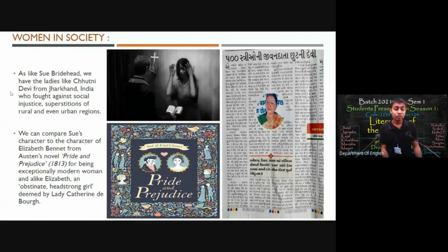So how is a woman described in the novel? As Sue Bridehead, and we have ladies like Chutni Devi from Jharkhand. Here it is full HD. You can zoom in, you can read it. Just go through it once.